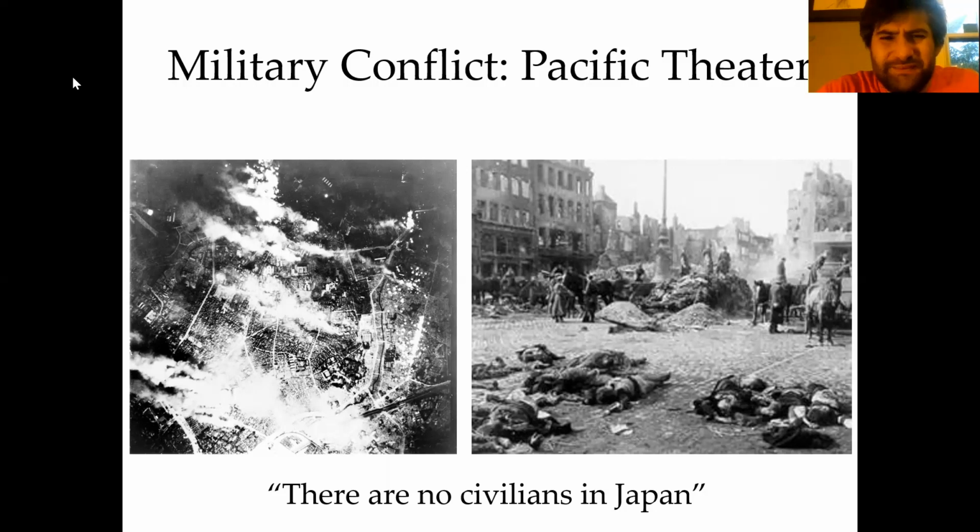I forget, tens of thousands were killed in the firebombing of Tokyo, which is what you are seeing here. And of course, the most prominent example of American killing of civilians in Japan would be the atomic bomb.